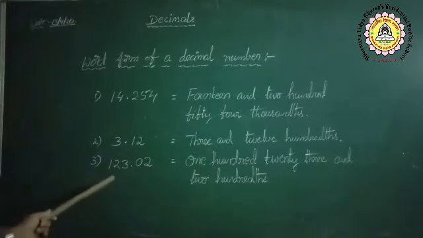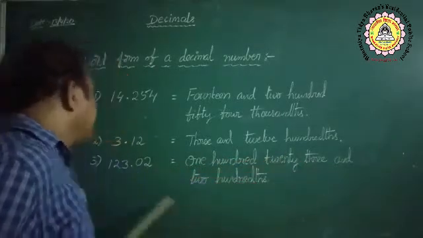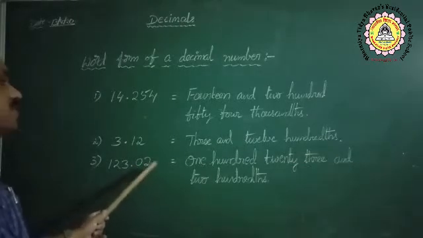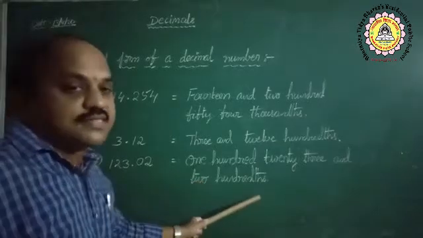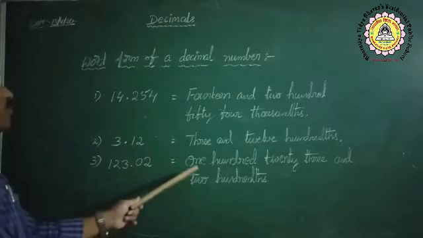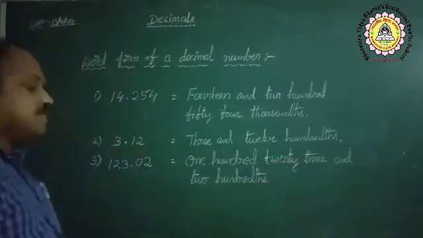Now the last one, 123.02. 123 and see, in tenths place 0 is there, so leave that, and in hundredths place 2 is there. That's why I wrote 2 hundredths. So that's why 123.02 is equal to 123 and 2 hundredths. Understand?